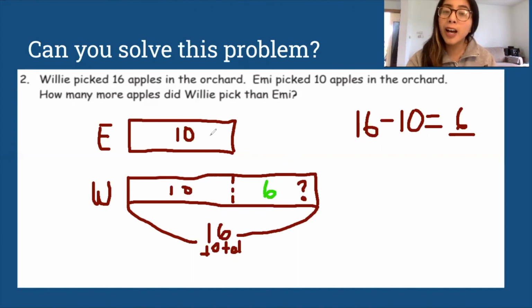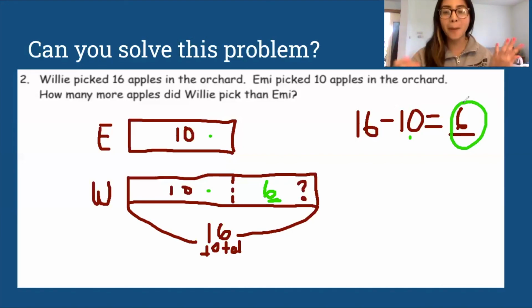Because both of them, the same part that they have is 10. Emmy has 10, and then Willie, somewhere in his total of 16 apples, we can find 10. And in order for us to have found the difference, we started with our total, we took away the part that they both have that's the same, and we were able to find that difference. He has 6 more.